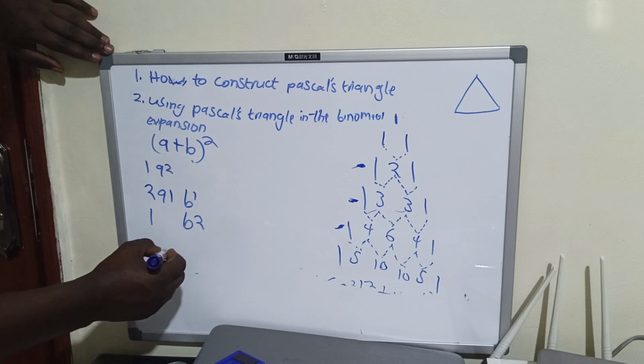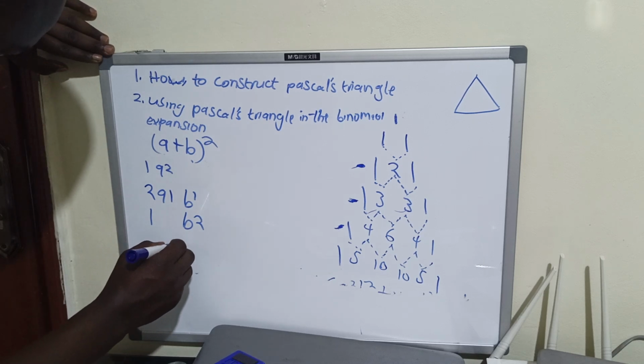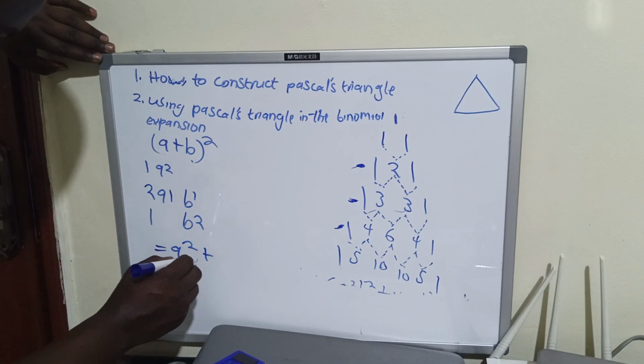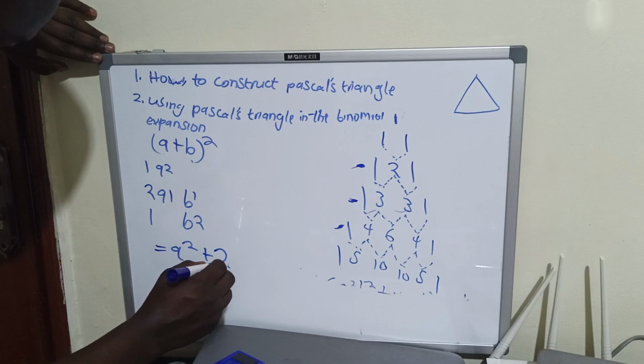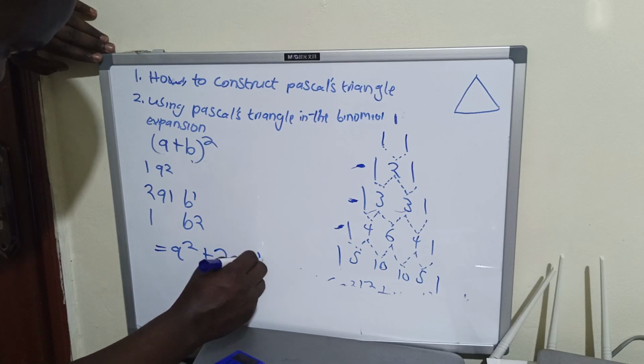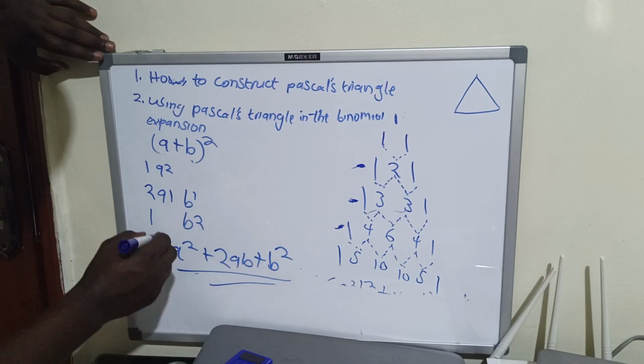Now, this is what we have remained with. Then you say equal to. This will give us a squared, since 1 times a squared is a squared. This will give us 2ab plus b squared. That's the answer.